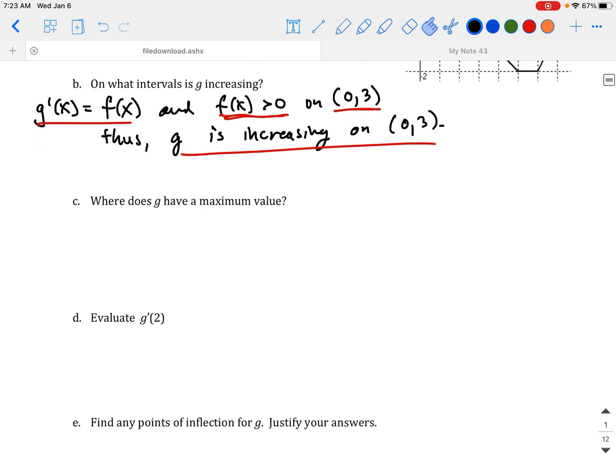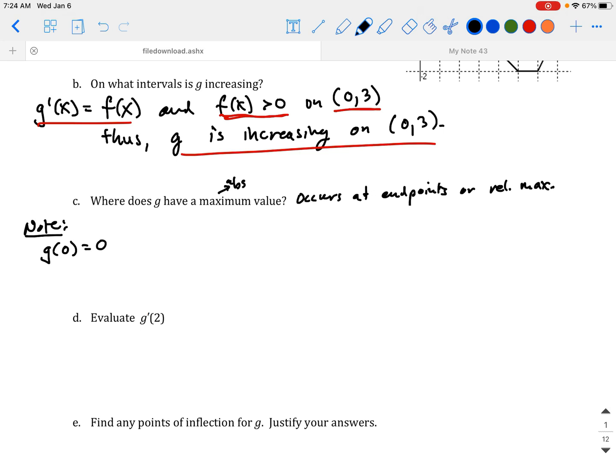All right, so where does g have a maximum value? So note, there's no prefix to that maximum, so this is going to be an absolute maximum, which means it can either occur at the endpoints or relative max values. So we need to find if there's any relative maximums, and we need to check the endpoints.